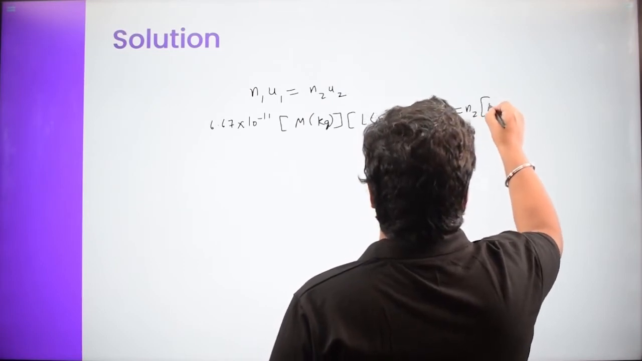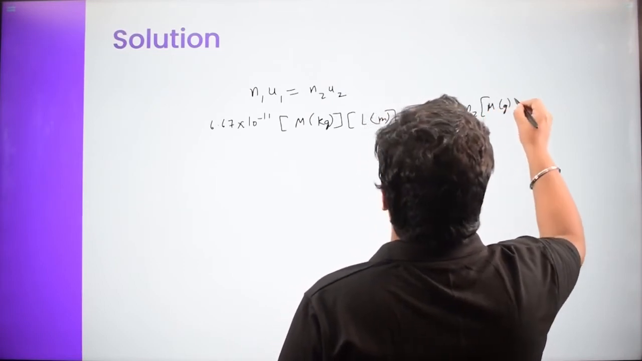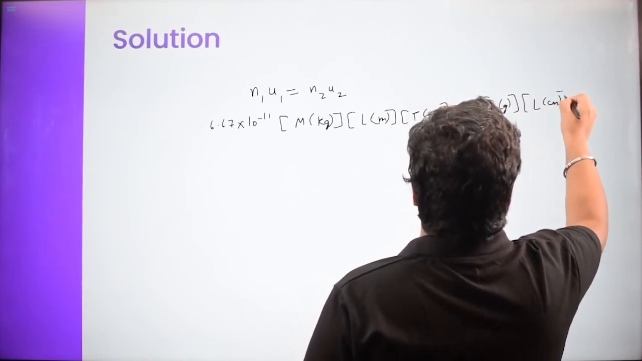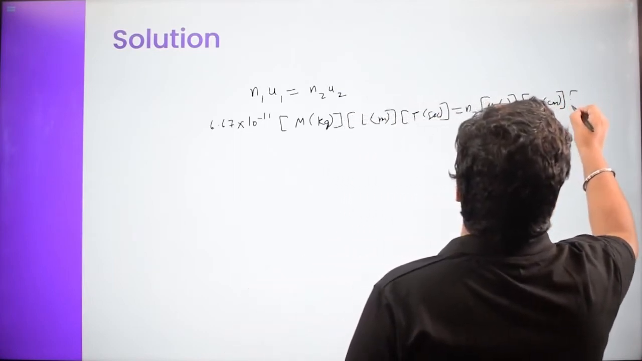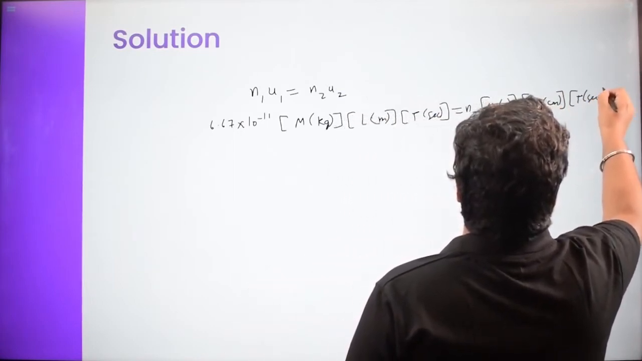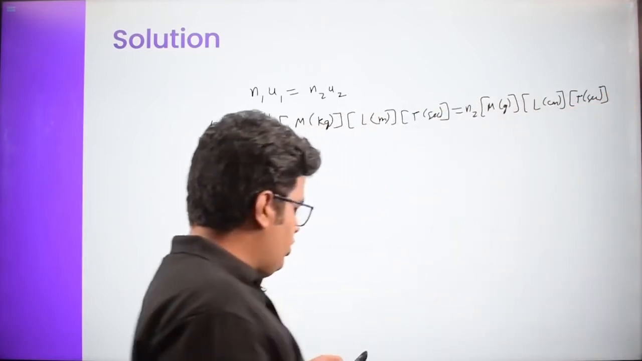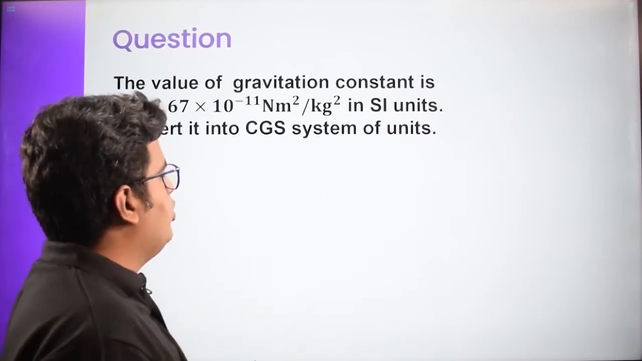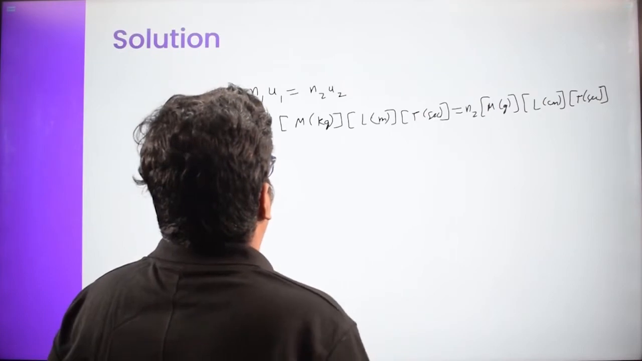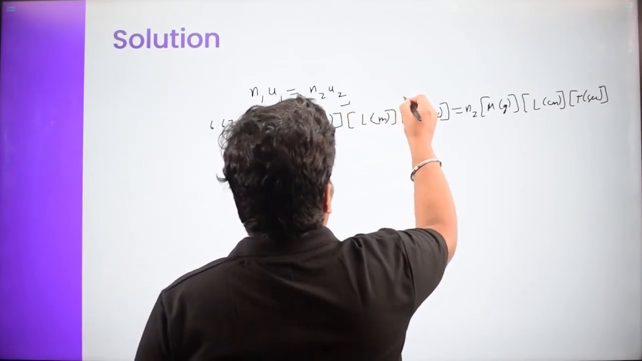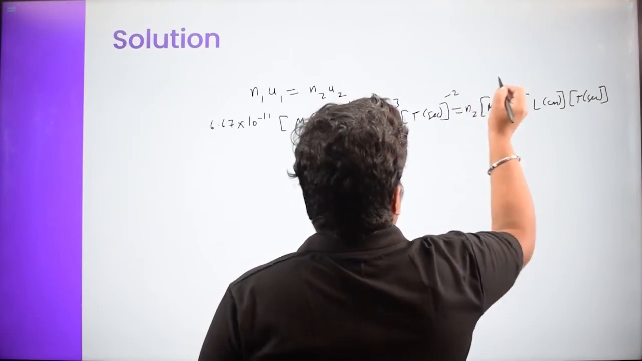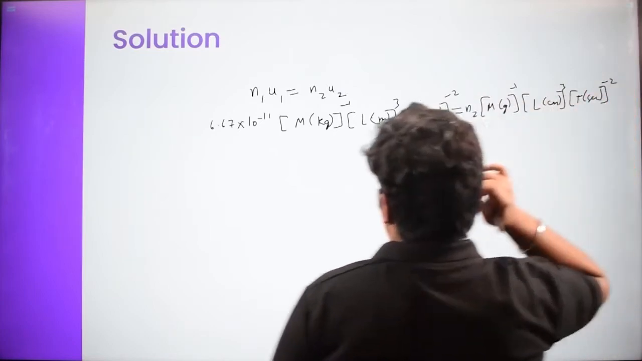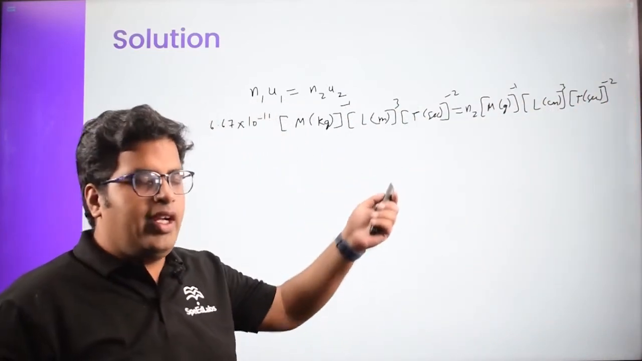Now mass will be in gram, right? Then length will be in centimeter, right? And time will be in second. Clear? Now if we see the dimensions, what are the dimensions we have seen? M minus 1 L cube T minus 2. So what we are supposed to do is write the powers over here, that is M minus 1 L cube T minus 2, same over here, that is M minus 1 L cube and T minus 2. Now simply you have to find the value of n2 from here.